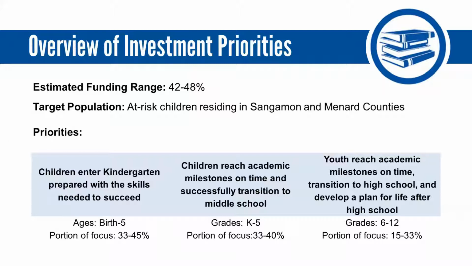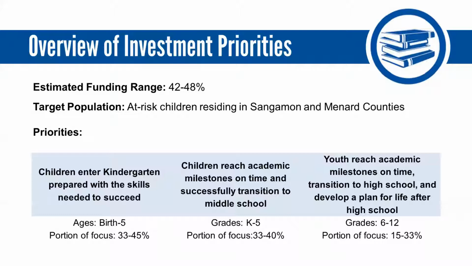What that means, the portion of focus, that is if everything goes as planned and say we have again, we're using $1 million because it's easy to divide. If we have $1 million to allocate within education, then that means 330,000 to 450,000 of that would be focused on early childhood. And then you can see the portions of focus laid out for the other priorities as well.